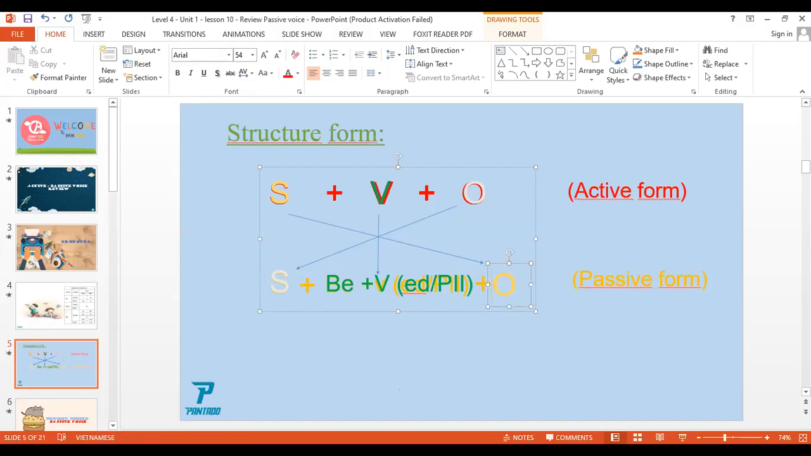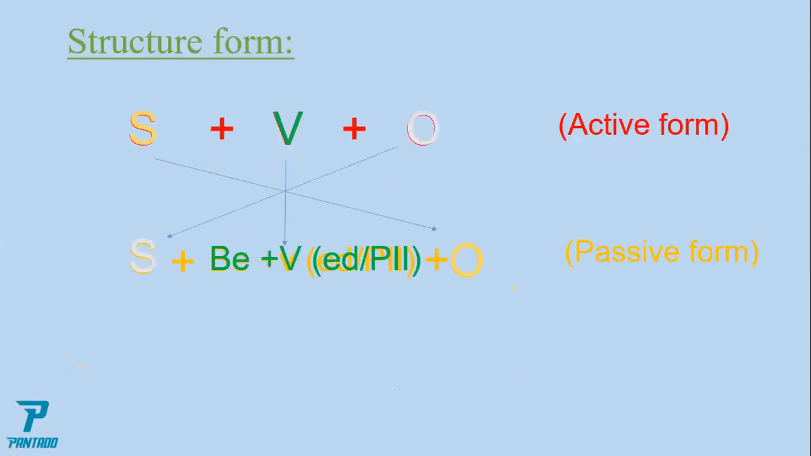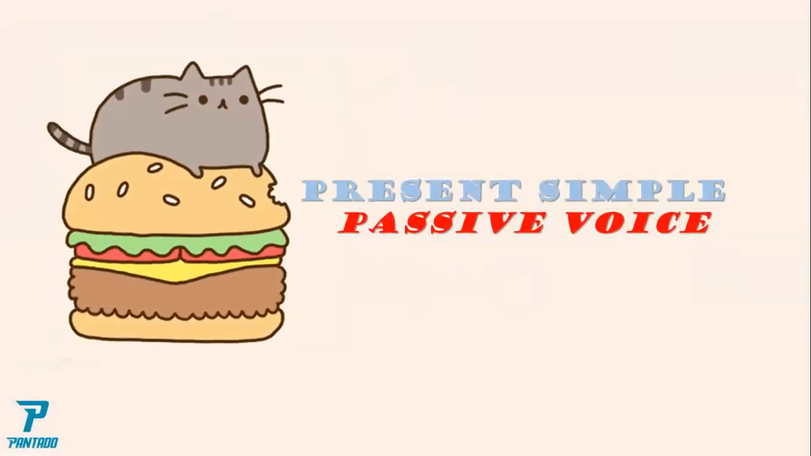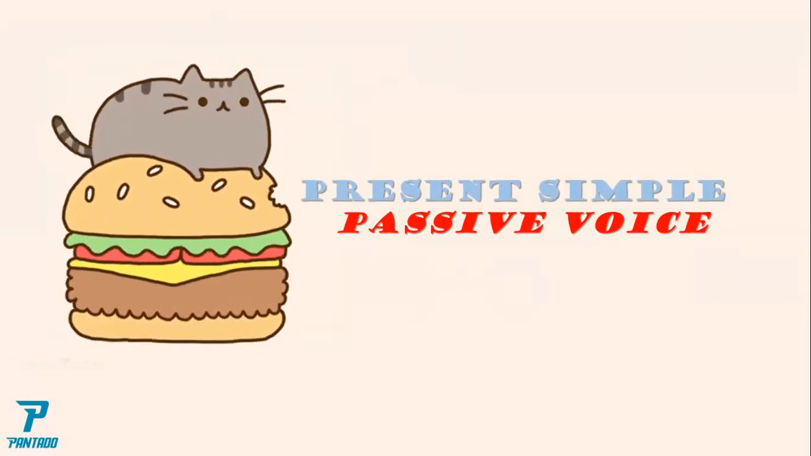What's the problem with this? There are two words, object, on each other. Okay, just forget it.